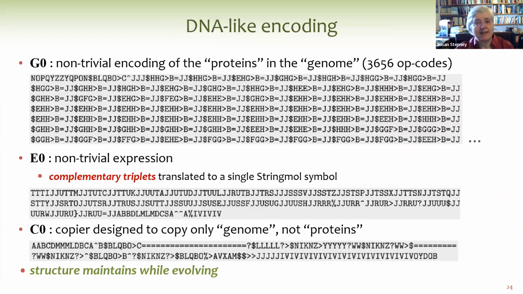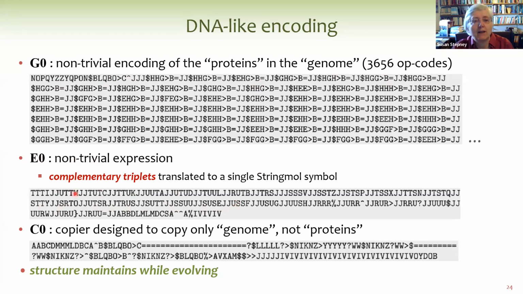So we ended up with this instead, a DNA-like encoding, which is a little bit more complicated. Rather than the few hundred opcodes we've seen before, we've now got 3,500 opcodes in the DNA, which is a non-trivial encoding of the proteins into the genome. So G stands for genome and 0 stands for the initial genome, because we're computer scientists, so we start counting from 0. If you're unhappy with that, pretend it's a 1. Then what we have is non-trivial expression now.